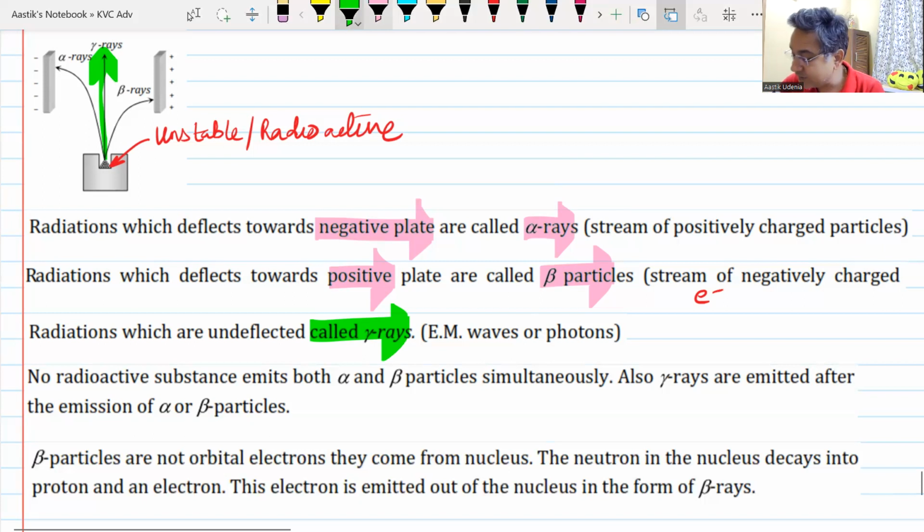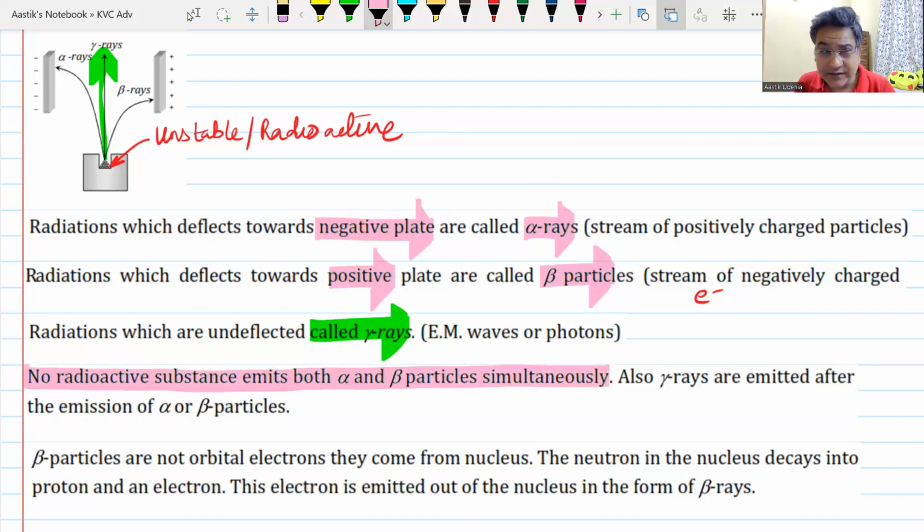Remember the next 2 points. No radioactive substance simultaneously emits alpha and beta. At the same time, it cannot emit alpha and beta. It can only emit one, either alpha or beta. After emitting alpha or beta, it can emit something else. Also, gamma rays are emitted after the emission of alpha or beta particles.